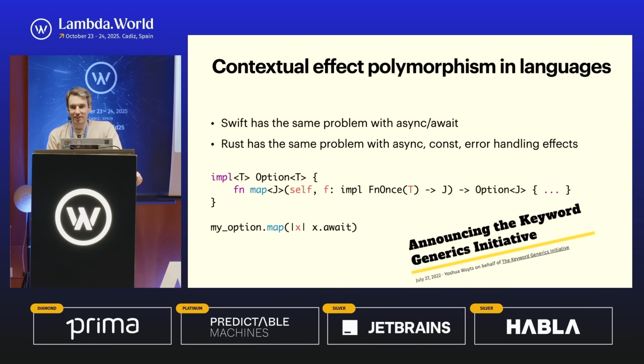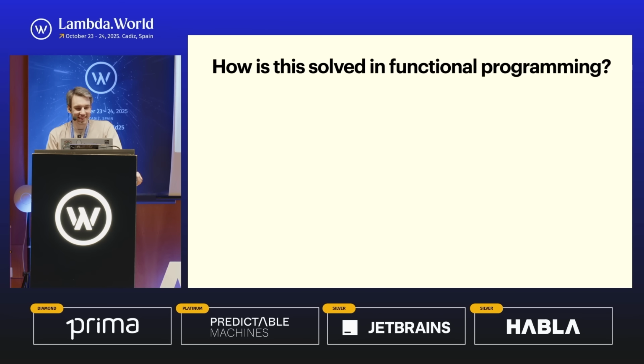And because we are at the functional programming conference, my question to you is, how is this solved in functional programming? Because when you run into stuff like this in functional programming, the solution should come to your mind immediately. So what should you do?